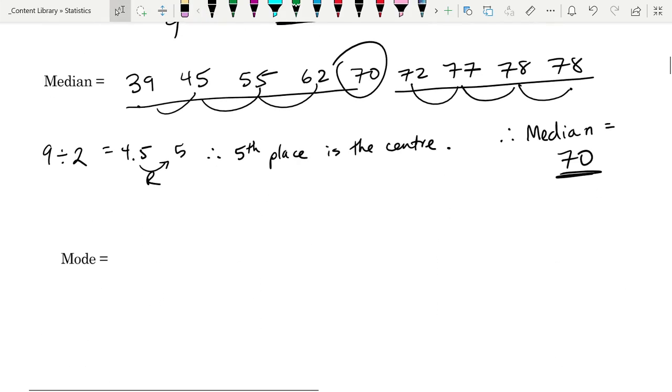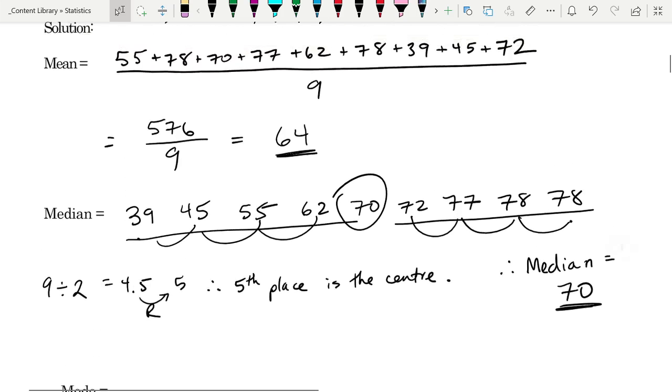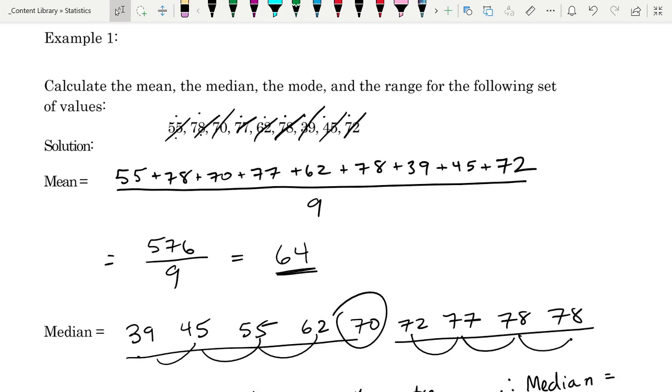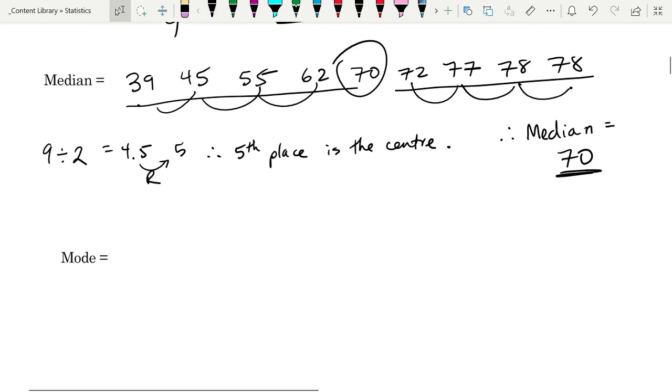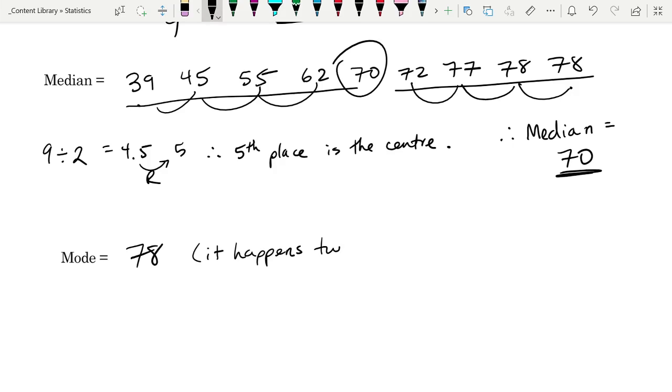Next, mode. Mode is the number or the value that happens the most often. Not every data set has a mode, but this one does. Notice that there's actually only one number that happens twice, 78. So 78 is my mode. It happens twice. Now, what if there was another number that happens twice? Oh, then there's 2 modes.